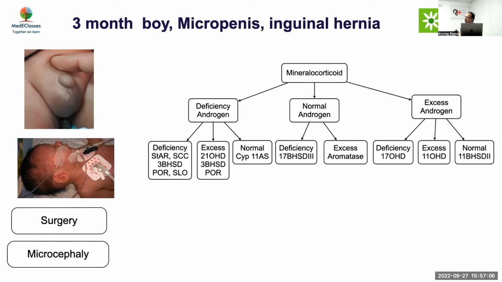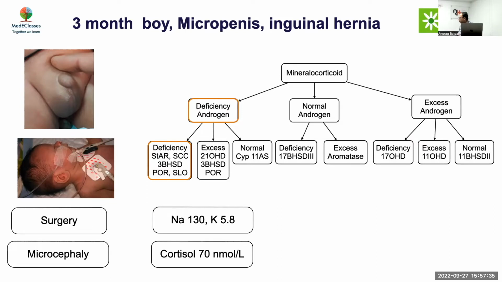Let's go into this algorithm. Now we look at mineralocorticoid. There was mild hyponatremia and mild hyperkalemia, not very severe. So mineralocorticoid clearly is deficient here. Androgens are also deficient because there is micropenis, although there is no DSD. So this brings us to StAR, side chain cleavage, all those things. But as we discussed that seems to be a milder form, there is microcephaly. That's why we are thinking of Smith-Lemli-Opitz syndrome.